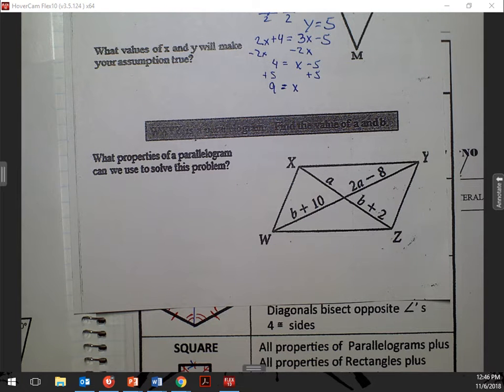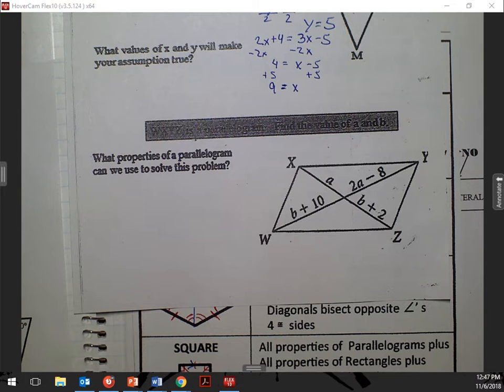So help me out. Two pairs of opposite sides are congruent. Okay, am I dealing with the opposite sides? No. Opposite sides would be XY and WZ. Those are opposite sides. Opposite sides are also XW and YZ. Now, what information do I have here? Look carefully. What information am I using?